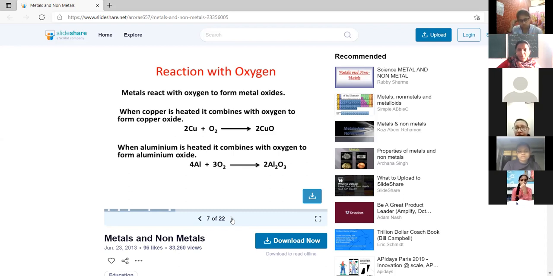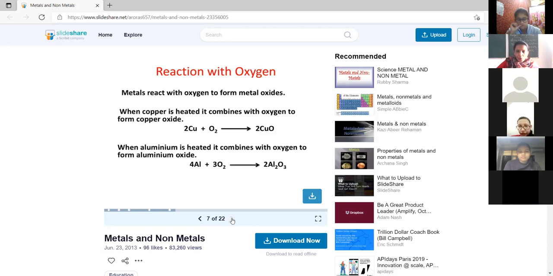So first of all you have to learn that metals form metal oxides with oxygen. Now, few metals are there, like see here, when copper is heated it forms copper oxide. It depends upon the situation. Now you can ask why copper oxide CuO is formed, and why aluminium oxide Al2O3 is formed. That depends totally on the combining property, so that will be explained later. For now you will just learn it like this, okay? The formula of copper oxide is CuO and aluminium oxide is Al2O3.